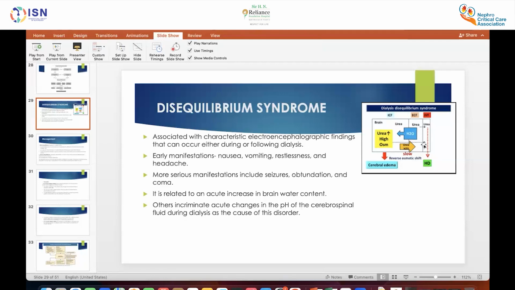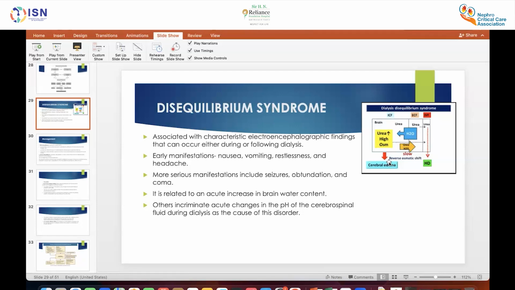So what will happen? The water will move from the extracellular fluid into the intracellular fluid. So that will cause cerebral edema, or brain swelling. The cell will increase in size. And this cerebral edema causes seizures and the other features you have described. Okay. So what are the ways by which we can reduce the disequilibrium syndrome?